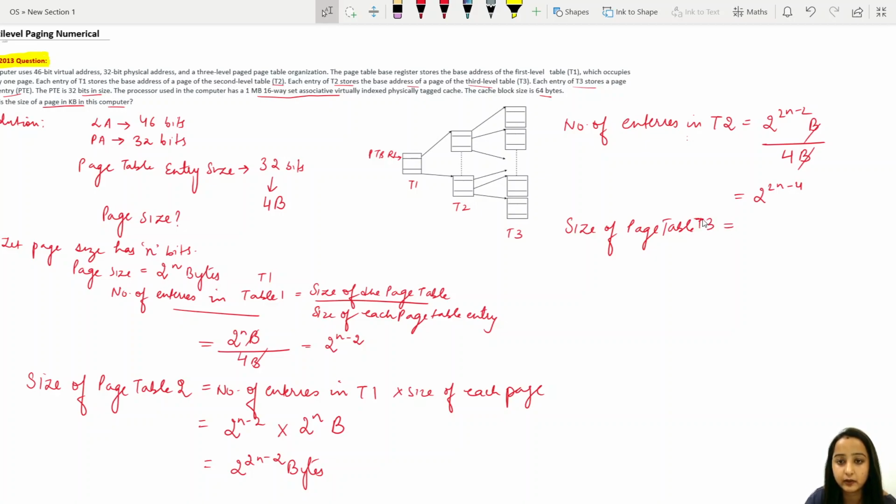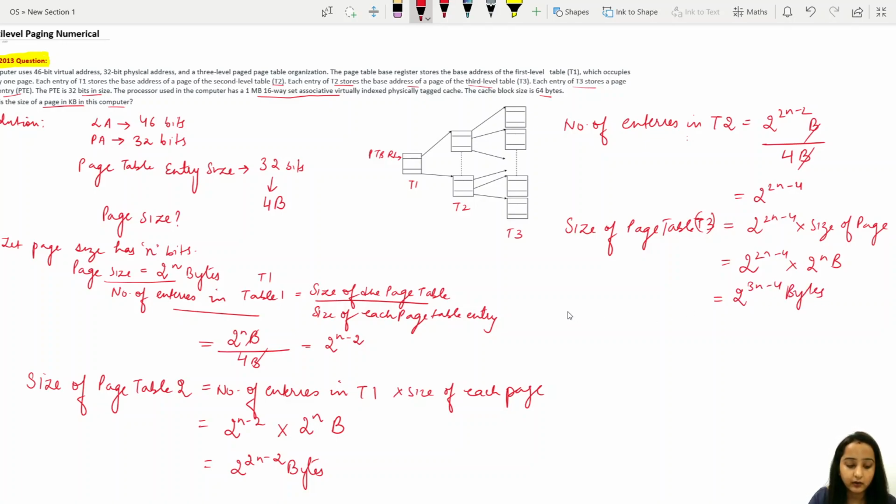Page table 3 or T3, what will it be? 2 raised to power 2n minus 4 number of entries in the T2 into the size of page. What is the size of page? The size of the page we have calculated here is 2 raised to power n bytes. So it will be 2 raised to power 3n minus 4 bytes. Got it?